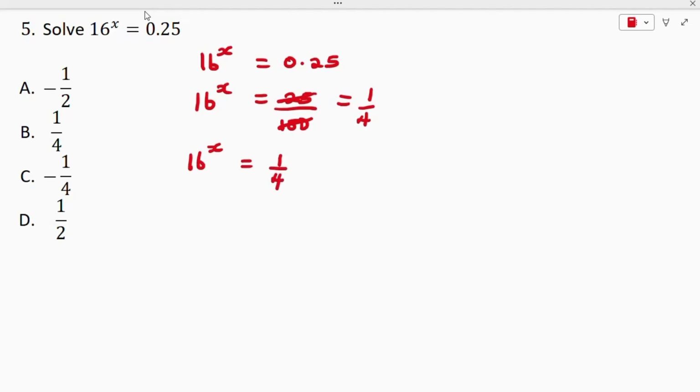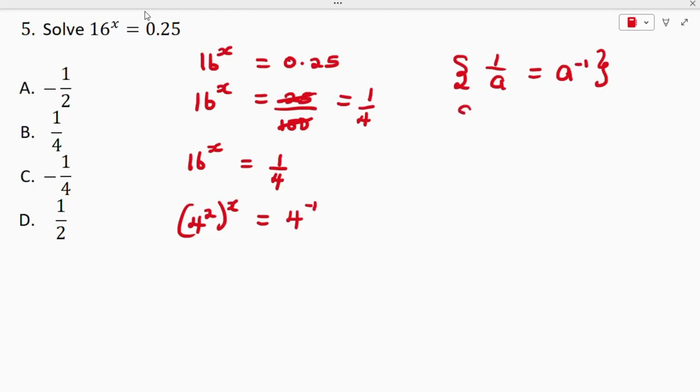Now we can easily express 16 in terms of 4 as 4 raised to the power of 2, all raised to the power of x is equal to... Now we know that if we have 1 over a, this is equal to a raised to the power of negative 1. Okay, so applying this here, we have this to be 4 raised to the power of negative 1. And also we know that if we have a raised to the power of m, all raised to the power of n, this is equal to a raised to the power of mn. So applying this, we have this to be 4 raised to the power of 2x, which is equal to 4 raised to the power of negative what?